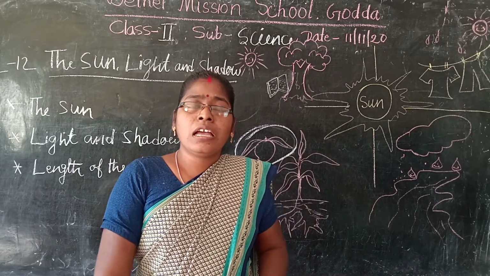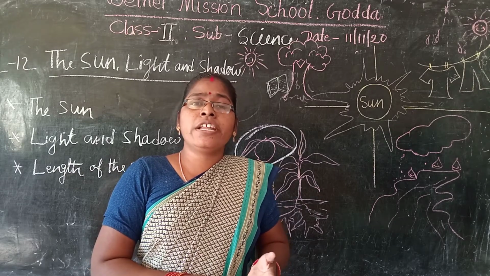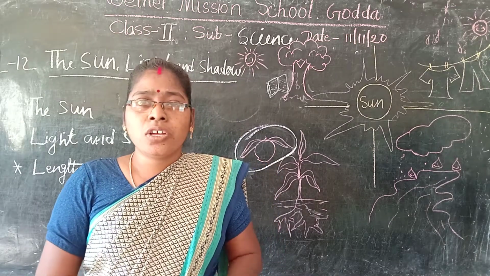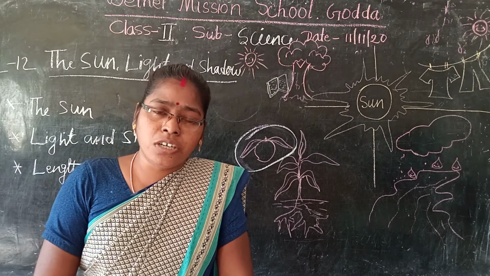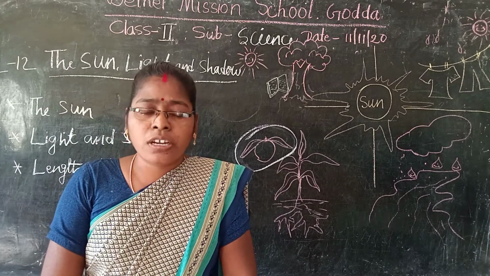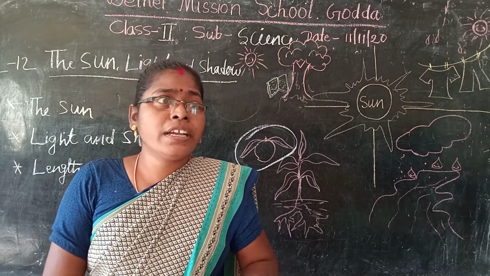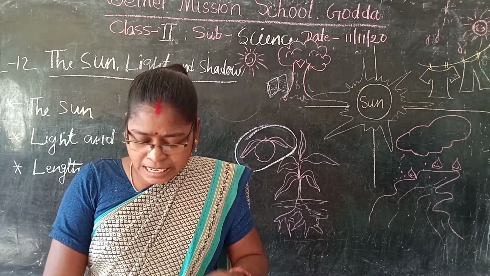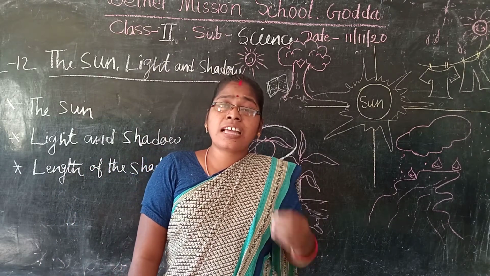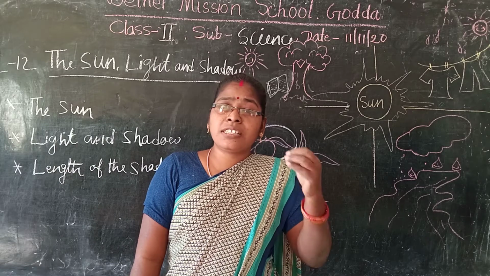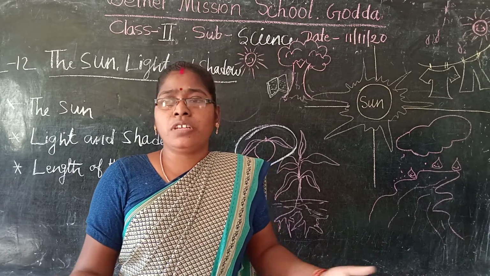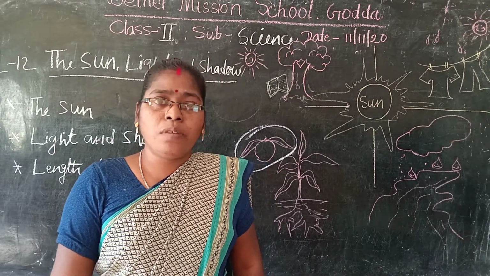So in the morning and evening, our shadow is long, and in the afternoon our shadow is short. And why did this happen? How did it change? This is because the position of the sun changed in the sky, so our shadow also changed. Morning, afternoon and evening. So children, I hope you all understood.